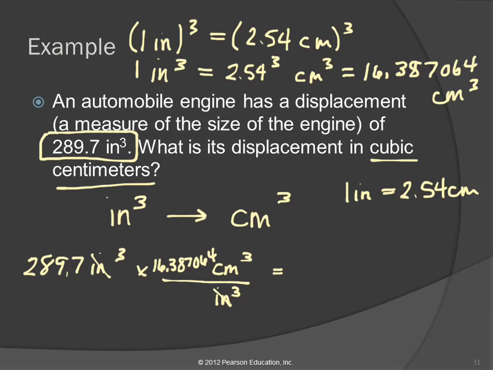I'm just going to multiply by 289.7 now. Times 289.7. And this is going to give me 4747.332441 cubic centimeters. We already decided that should have 4 significant figures. 1, 2, 3, 4. So 4,747 cubic centimeters.